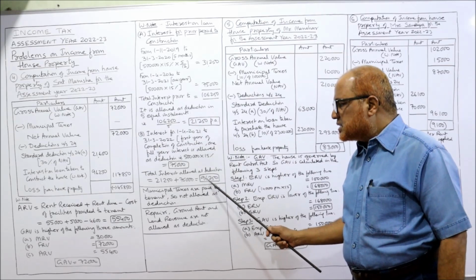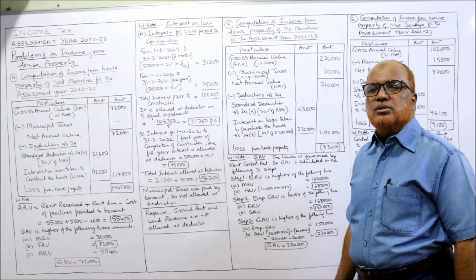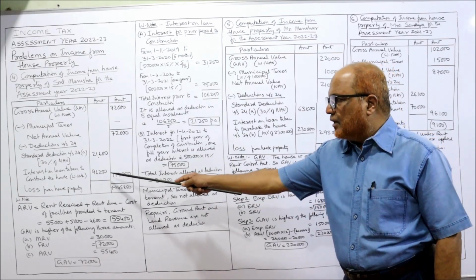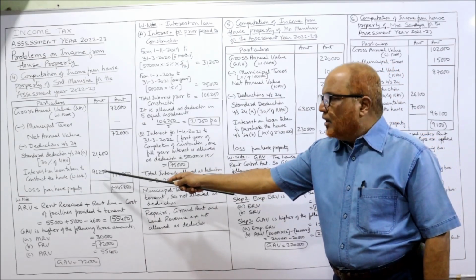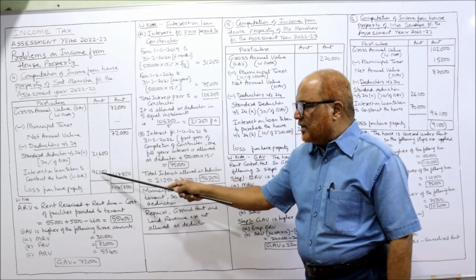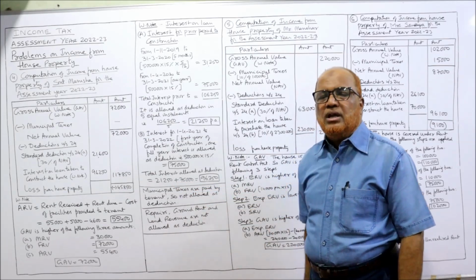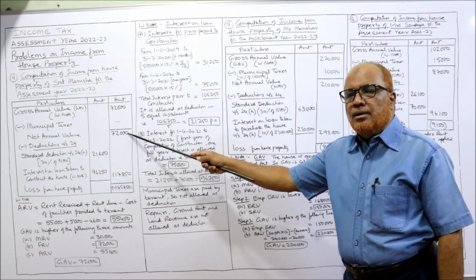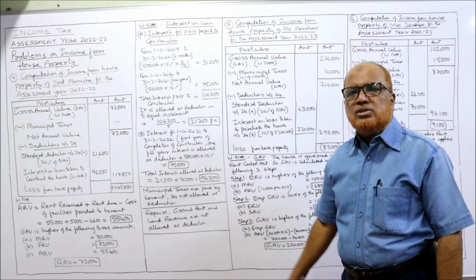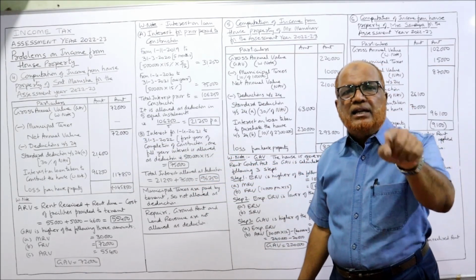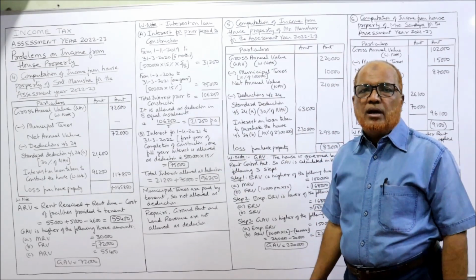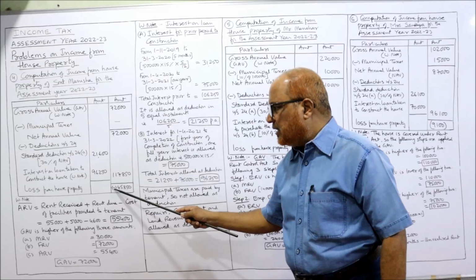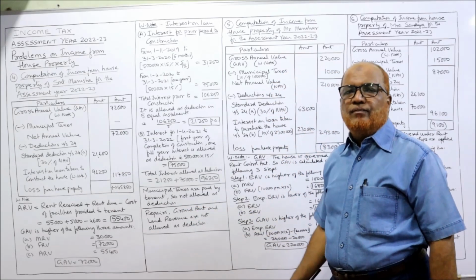The total interest is 96,250. This is the total interest allowed here, 96,250. Now add up 21,600 plus 96,250, which is 1,17,850. Now deduct: 72,000 minus 1,17,850, you are getting a negative figure. So there is no income, there is loss. The loss from house property is minus 45,850.